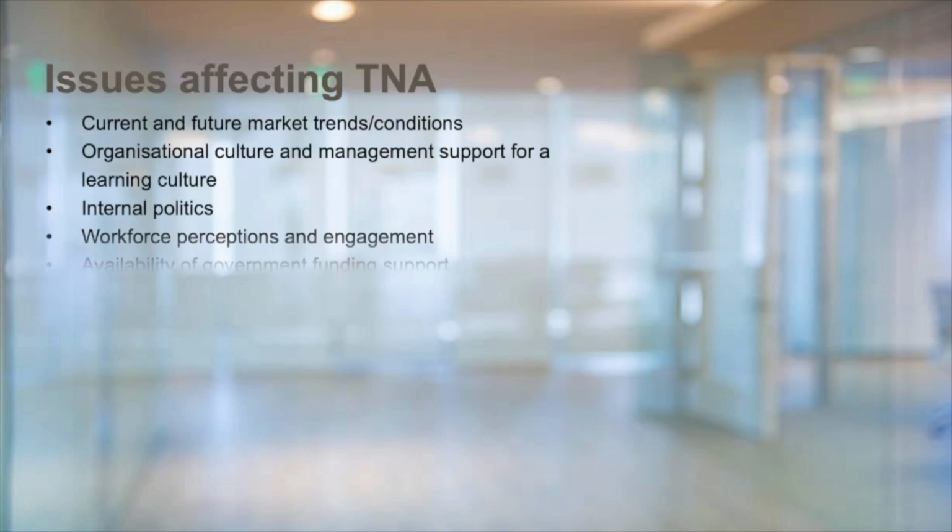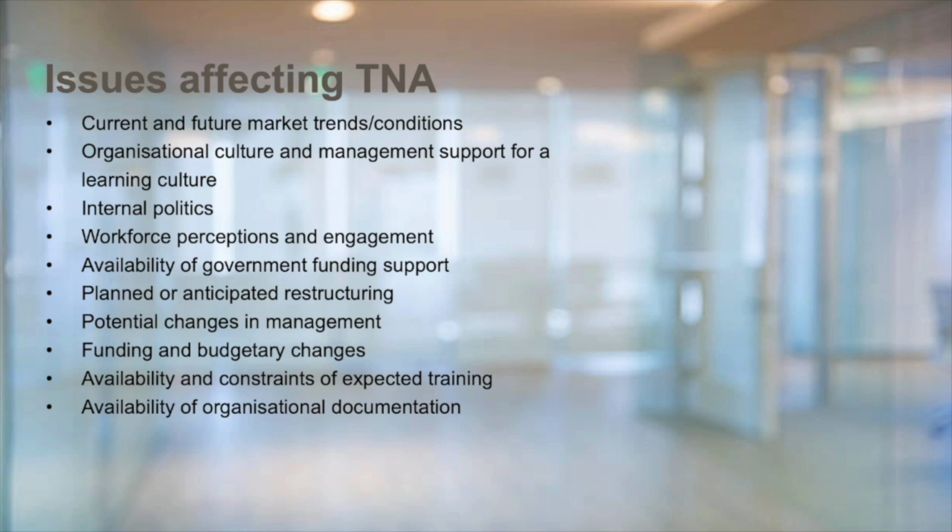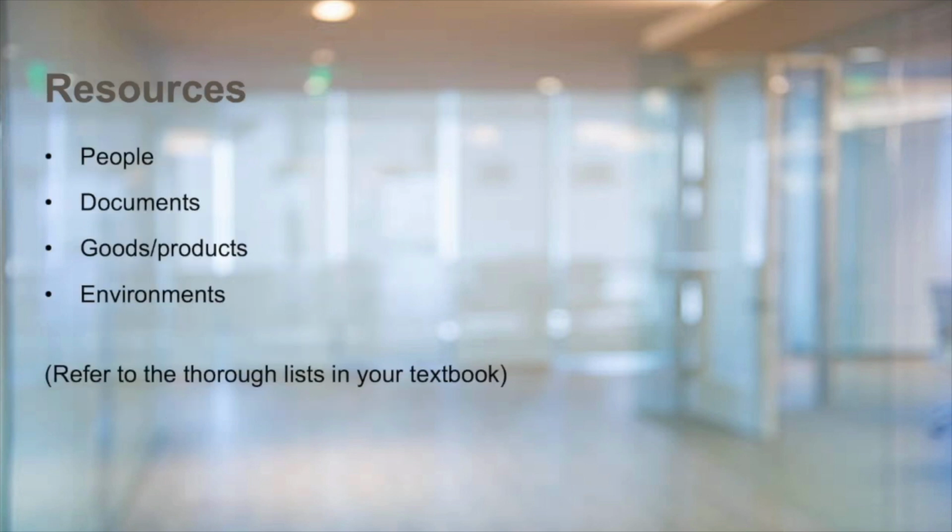Issues that can affect a training needs analysis include things like current and future market trends, internal politics of the organisation, perhaps funding or budgetary changes, availability of organisational documentation and the constraints expected of the training. You'll need resources to help you conduct the training needs analysis. These include the people who are going to help you, the necessary documentation, perhaps some goods or products that you need to evaluate, and the environment itself, i.e. the context within which the training might take place.